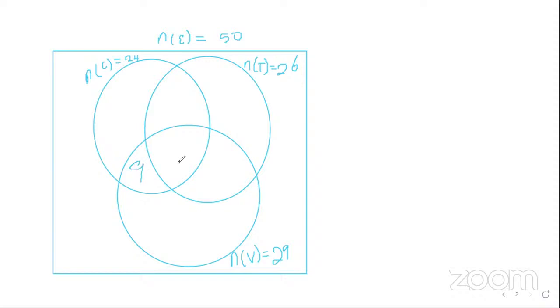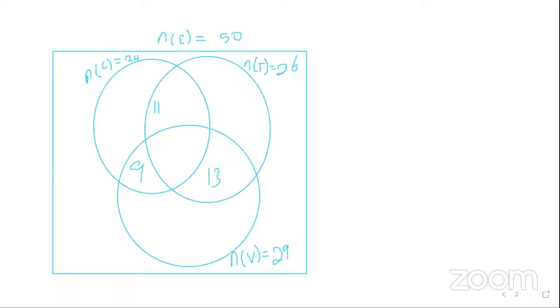Yes, and on the other side we have 13 play both tennis and volleyball. Then we have 11 playing both chess and tennis. Now, in the first question, they have told us to find the number of students who participate in all the games.